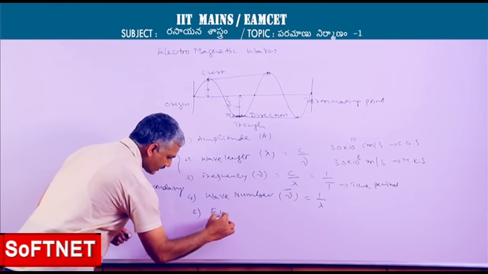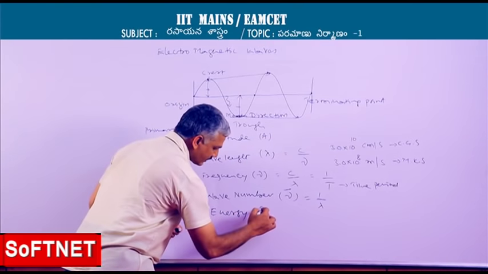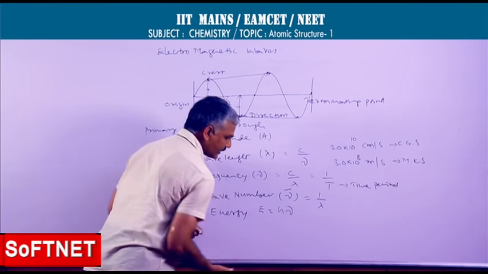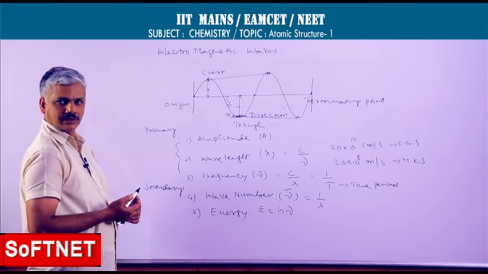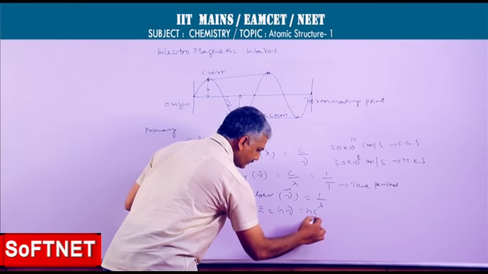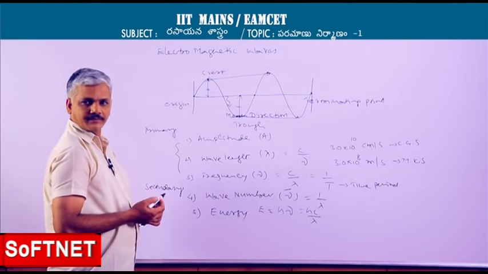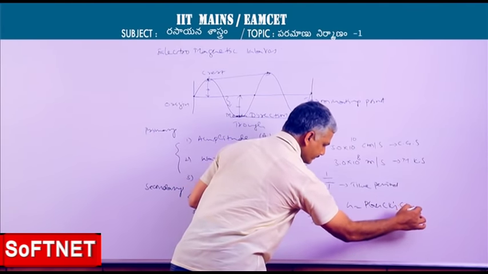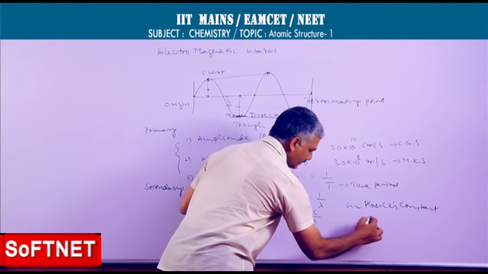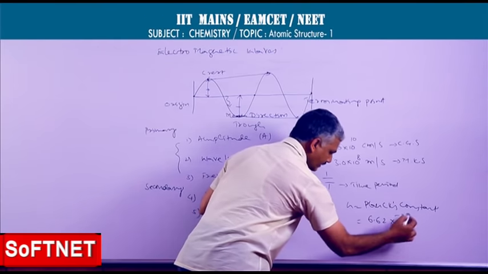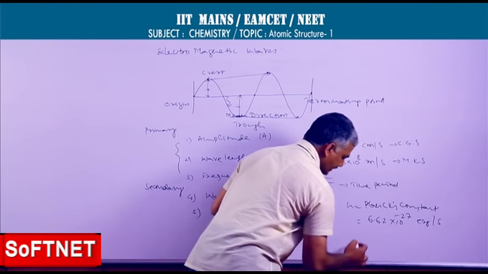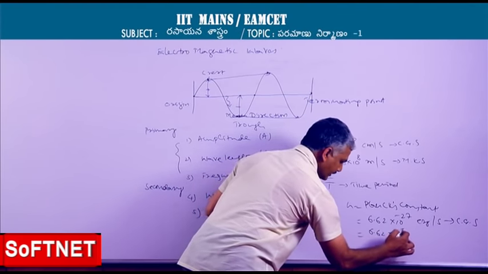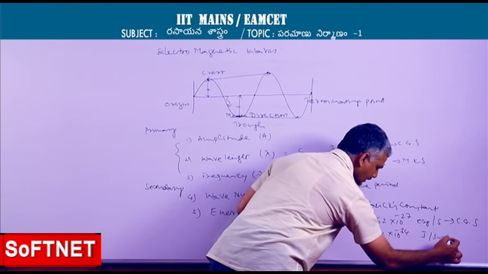Then energy. It is dependent on both frequency as well as wavelength, calculated by using the relation E is equal to h nu, or in place of nu you can make use of c by lambda. This h is called as a Planck's constant, which is given a value of 6.62 into 10 power minus 27 erg per second in CGS system, 6.62 into 10 power minus 34 joules per second in MKS system.